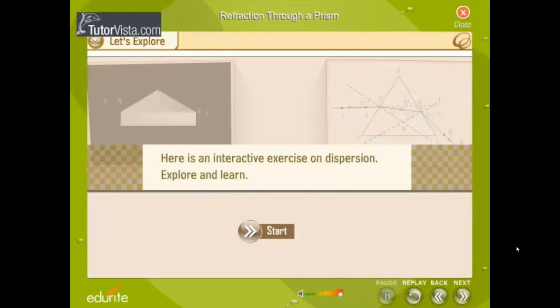Here is an interactive exercise on dispersion. Explore.